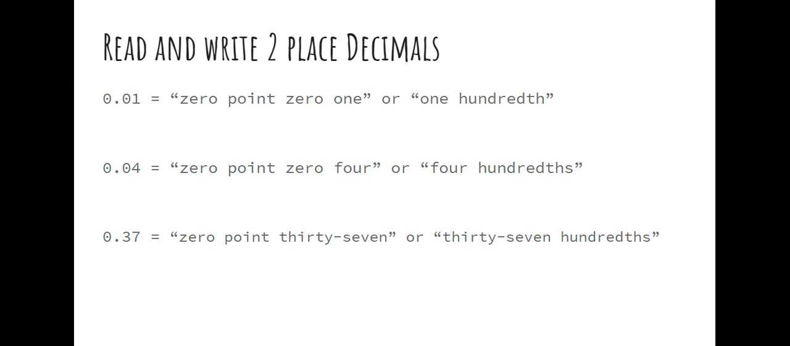Now in the next one, you could say that 0.37 or 37/100ths. And you might notice that there is a 3 in the tenths place and a 7 in the hundredths place. And if we put 3/10ths and 7/100ths together, we're going to get 37/100ths. So that's why you would say that as 37/100ths.